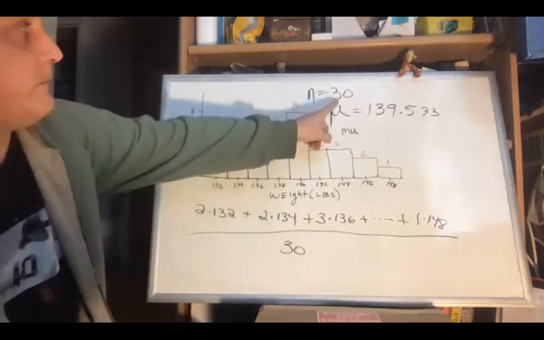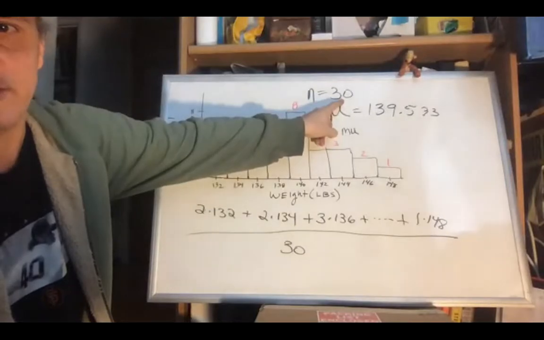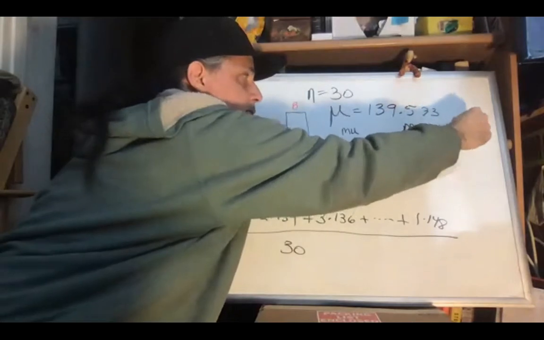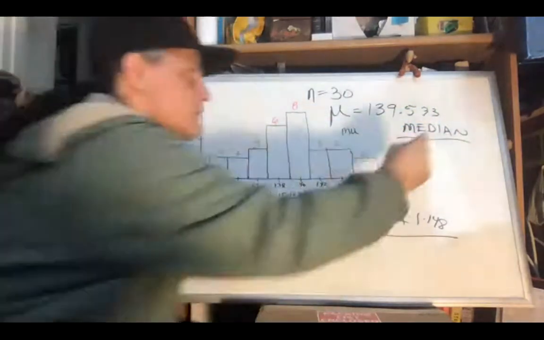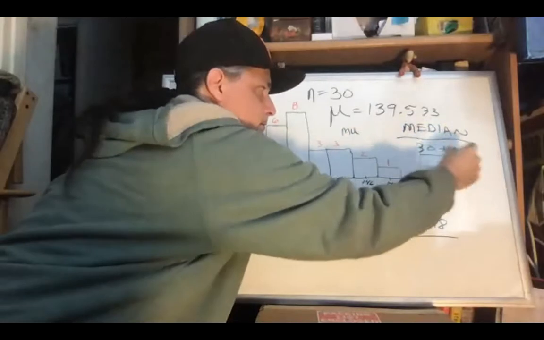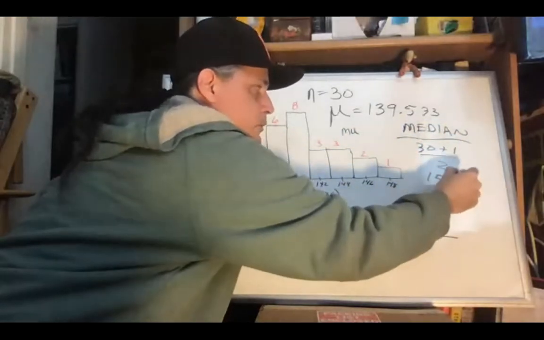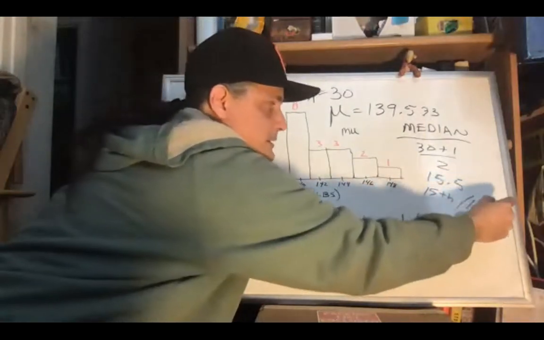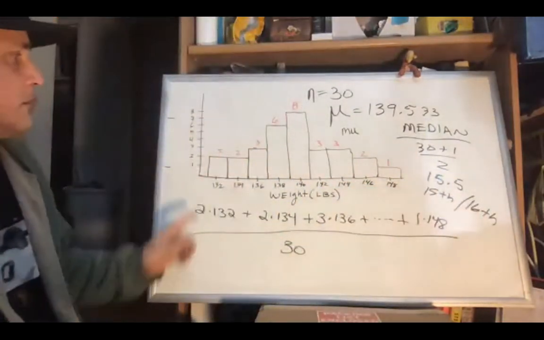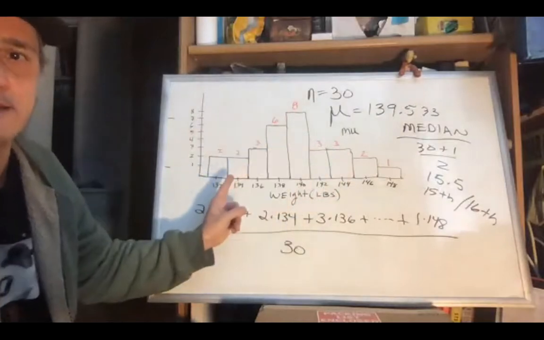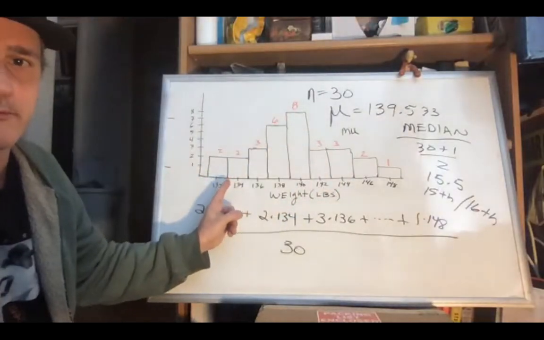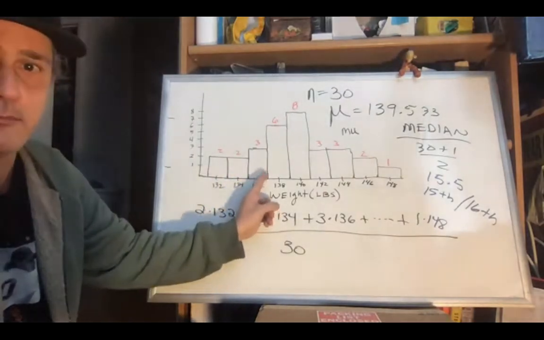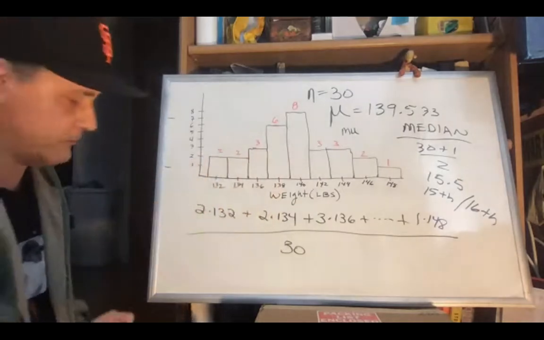Well, if we want the median, we want to do our n plus 1 divided by 2. So if we want to get the median, we want to find the position of the middle. So 30 plus 1 divided by 2, we get 15.5. So that means in between the 15th and the 16th number. All right, well, let's go ahead and count. So we're going to go less than the upper number of the bar, less than the upper number of the bar, less than the upper number of the bar. Remember, that means we're going to add these frequencies.